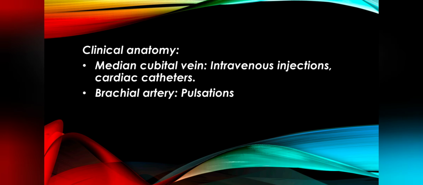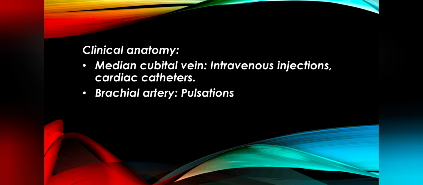Clinical anatomy related to the cubital fossa. The cubital region is very important because it has the median cubital vein, which is often the vein of choice for intravenous injections. It is also used for introducing cardiac catheters to get the sample of blood from various chambers of heart. The blood pressure is universally recorded by auscultating the brachial artery in front of the elbow, which is the content of the cubital fossa.